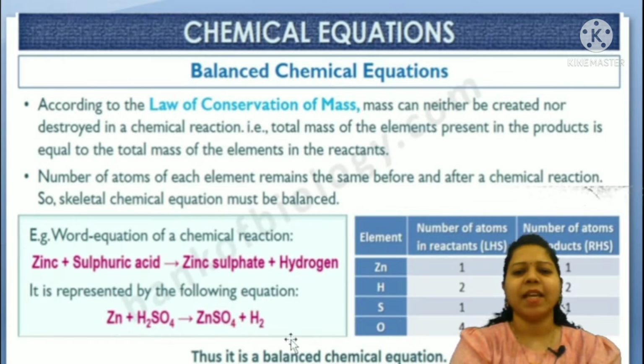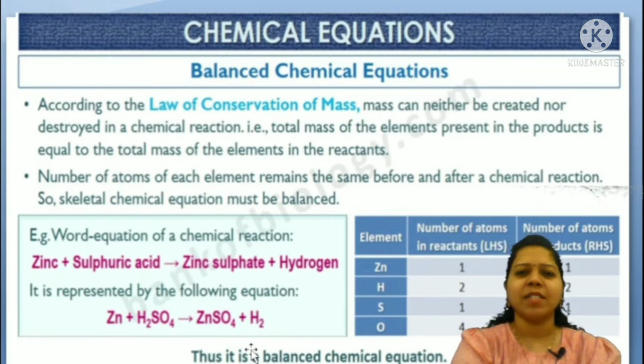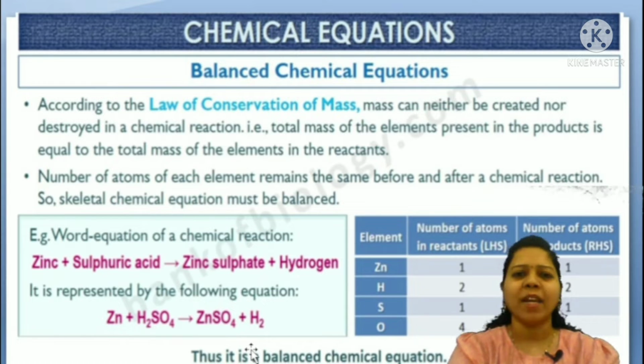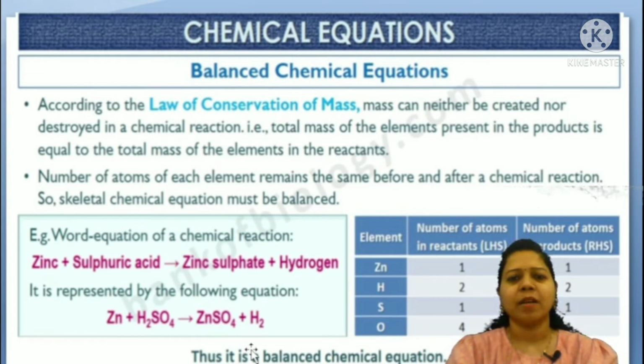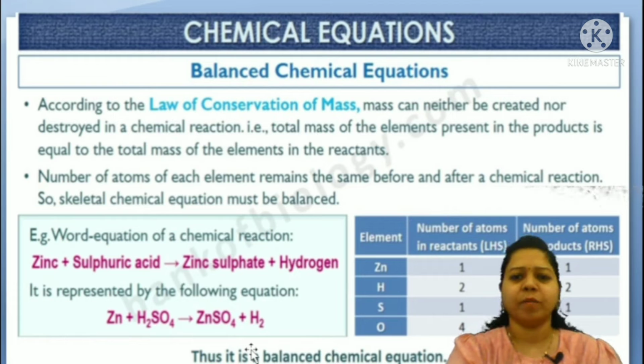But in this reaction we need to check whether the number of atoms is similar on both sides or not. If not similar, then we say that it is an unbalanced reaction or skeletal equation, and if it is not balanced, then we need to balance it according to the law of conservation of mass. Now we'll check whether both sides are the same or not.